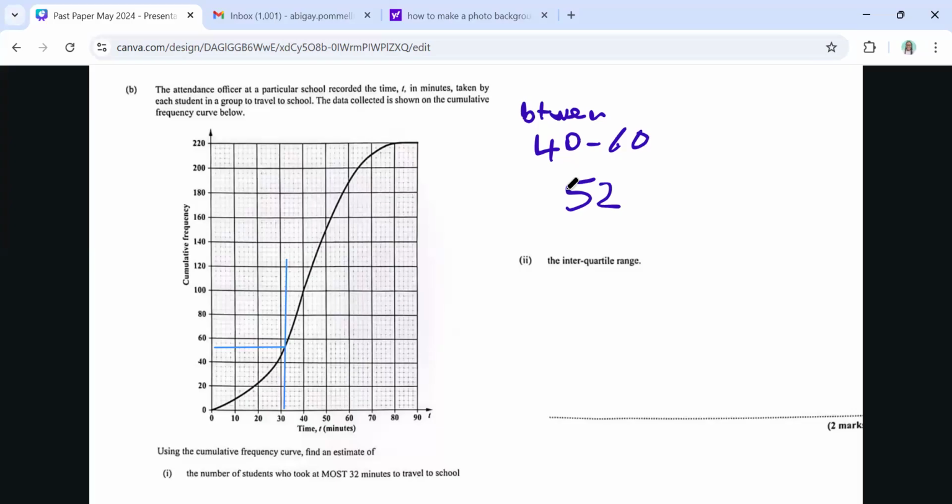All right, next one, the interquartile range. And that formula is very easy to remember. It's just the same thing as a range. Quartile 3 minus quartile 1.